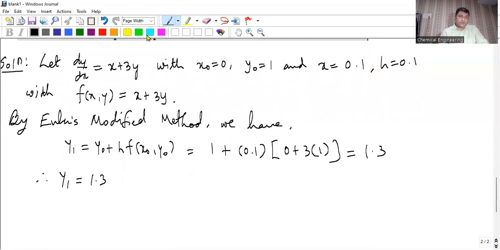Are you getting this? Yes, sir. Okay. So we got an approximate value. So this is the predictor formula.